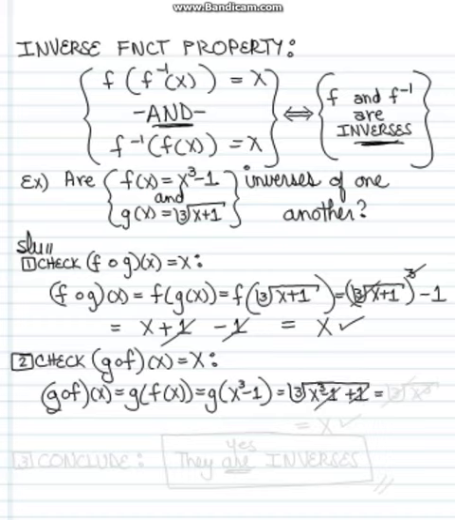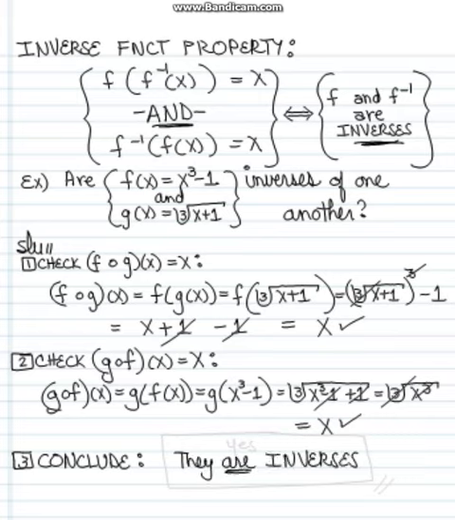The 1's cancel, we get the cube root of x cubed. They cancel, the cube root and cube, and we get x. So in both cases, we were able to simplify all the way down to x, and that implies that yes, they are inverse functions of one another. Nice.